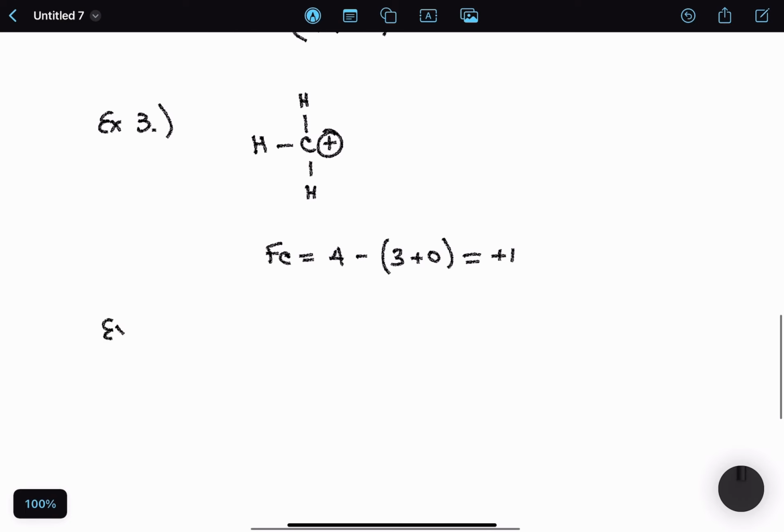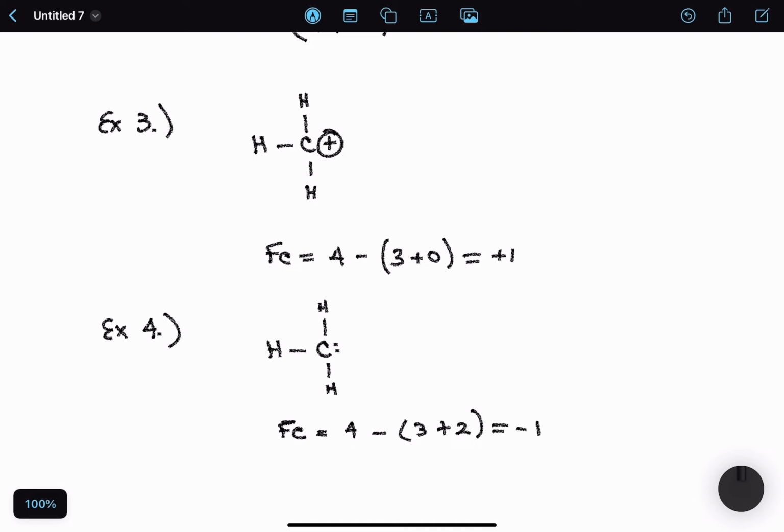And we'll do a very similar example. Now when we calculate it, 4 valence electrons minus the number of bonds, so there are 3 bonds still, plus the number of dots, so there are 2 dots or 2 unshared electrons. And so now you're going to have -1, and so we're going to put a negative charge around that carbon.